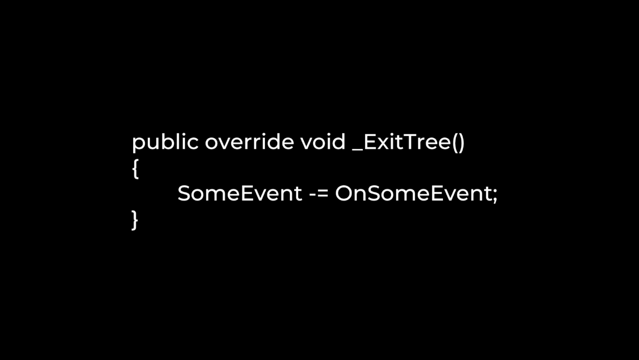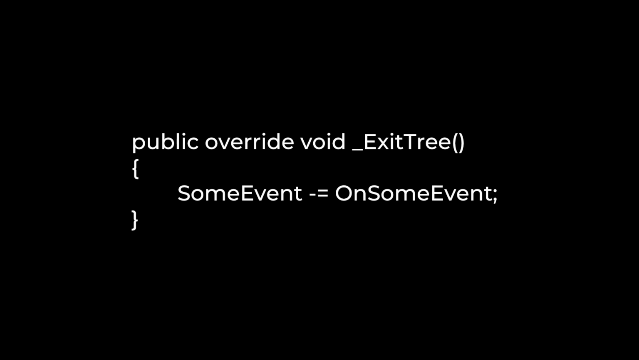Of course, there are a couple of things to be aware of when using events. First, just like with custom C# signals, you must explicitly unsubscribe from events. That means where you have a plus equals, you need a minus equals. If you don't have a great place in your script to stop listening to an event, you can always use the _exit tree method, just like with custom signals.